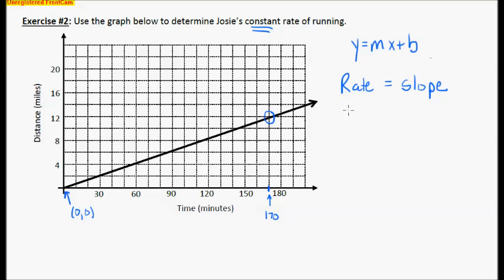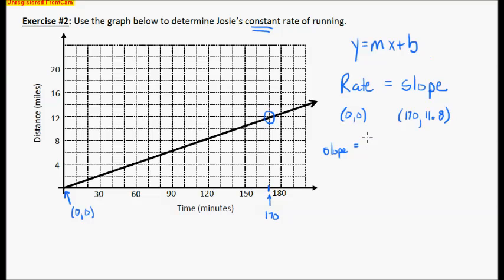So for my coordinates, I'm going to use 0, 0, and the other coordinate has an x of 170. I want to go up here and figure out what the distance would be. If it was right on this line, it would be 12, but it looks like it's right below that line. So I want to estimate, and I'm going to estimate that to be about 11.8. So 11.8 is going to be my y value. Now I'm going to figure out the slope. We know slope is equal to m, but I'm just going to write it as slope this time.